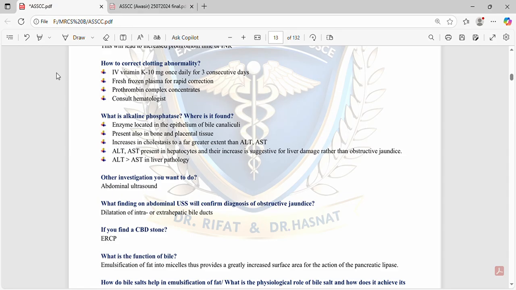ALT-AST are present in hepatocytes, and their increase is suggestive of liver damage. Hepatocyte damage is shown by ALT-AST. ALT is higher in viral, AST is higher in alcoholic. Rather than obstructive jaundice, ALT is greater than AST in liver pathology.